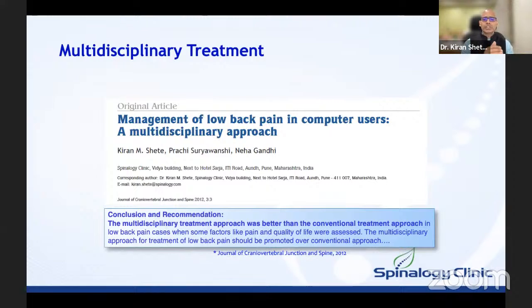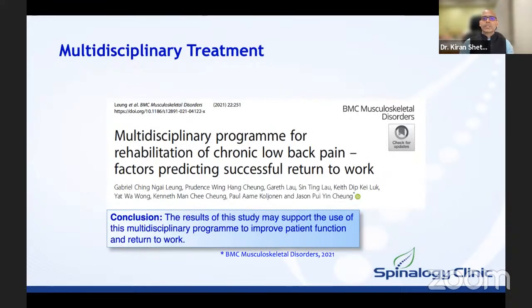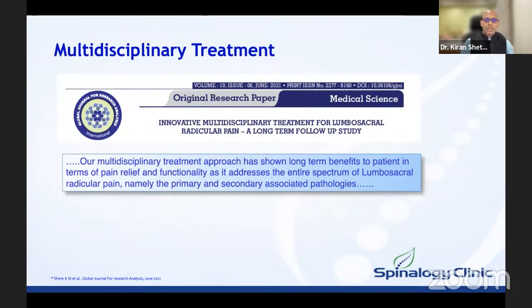There is enough evidence which has shown that multidisciplinary treatment is absolutely fantastic for patients with chronic low back pain. This is my own paper, which was published. Since I'm overshooting my time, I'll skip these slides so that we can go to discussions if there are any. This is another paper which we published, not for chronic low back pain with normal imaging, but for people with slip disc having radiating pain, where multidisciplinary treatment worked absolutely fantastic for these patients, with excellent results.